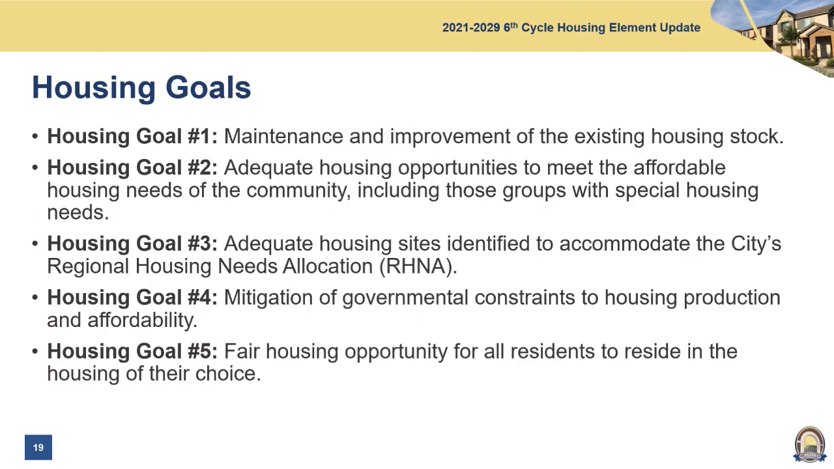I did want to go through one of the actions after I go through the goals, just so you can see the different components that are required to be there. So the city has 5 major housing goals as part of those actions, and all of those actions fall into one of the 5 categories. And I don't like to read off PowerPoints, but I want to make sure I get these right. So the first goal is maintenance and improvement of existing housing stock.